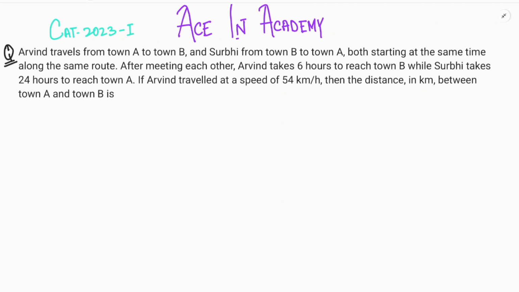Arvind travels from town A to town B and Surbhi from town B to town A, both starting at the same time along the same route. After meeting each other, Arvind takes 6 hours to reach town B, while Surbhi takes 24 hours to reach town A. If Arvind travels at a speed of 54 km per hour, then the distance in kilometers between town A and town B is? So this was our question, and I would like you to try this question first by yourself and then come to this video for the solution.